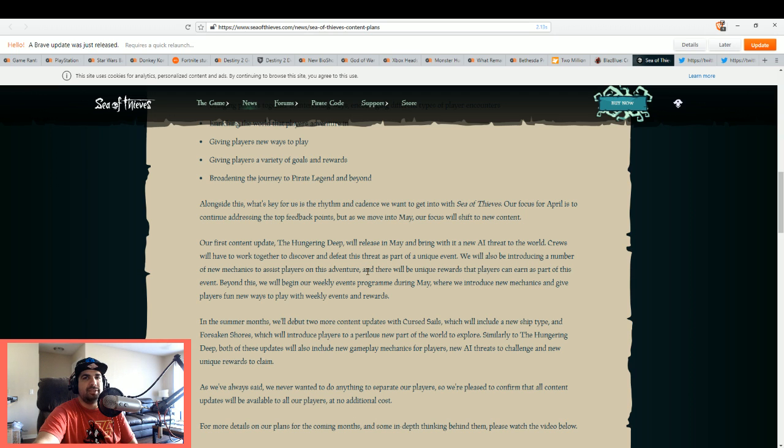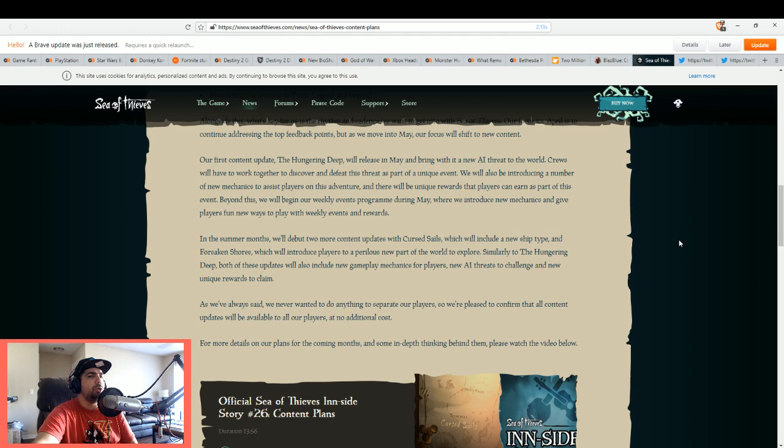I'm pretty sure that's the Kraken or something else. We will also be introducing a number of new mechanics to assist players, and there will be unique rewards that players can earn as part of this event. Beyond this, we will begin our weekly events program during May, which will introduce new mechanics and give players fun new ways to play. Kind of weird that you guys didn't introduce these mechanics before you came up with the game. You guys are kind of doing the No Man's Sky thing. Just release the game and then you work on it as if the game hadn't already been released.